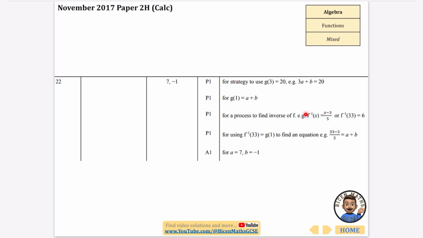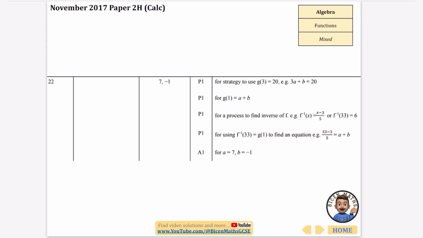Okay, so you could have found the inverse if you wanted to, or you could just do this thing that we were suggesting here, that f inverse of 33 is equal to 6.